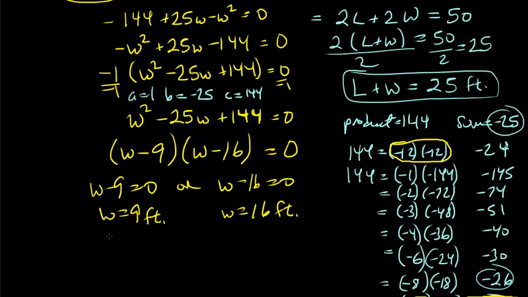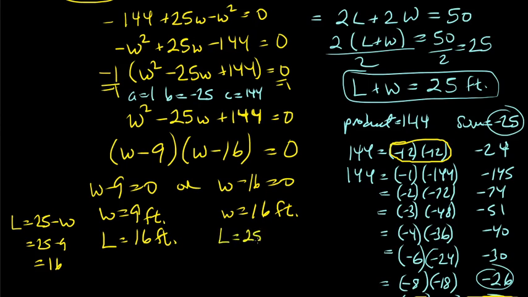So if, let's say w is 9, what's L? Remember, L was 25 minus w. So 25 minus 9 is 16. So if the width is 9 feet, then the length is 16 feet. So what if the width is 16 feet? Well, then the length is 9 feet, right? Oops, sorry, that's supposed to be a length is 9 feet. Can't draw 9 feet, right?